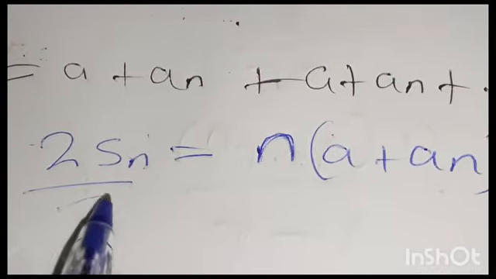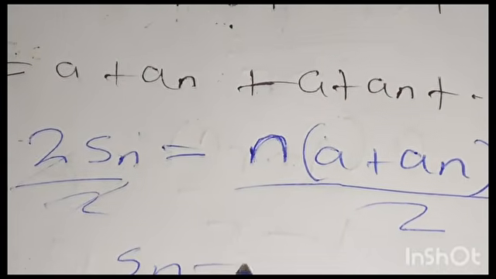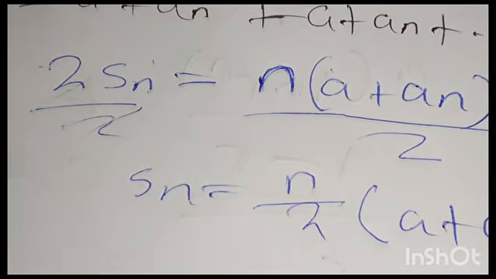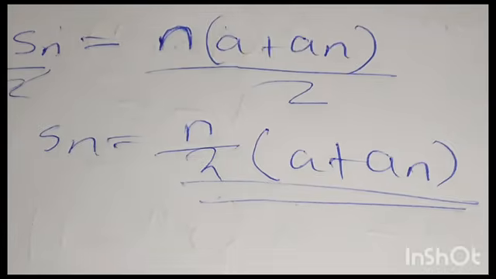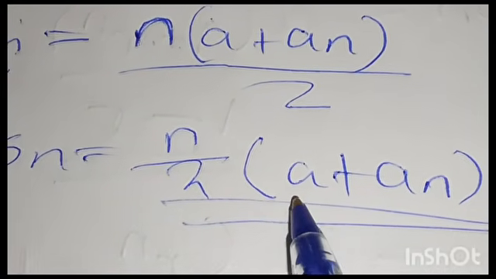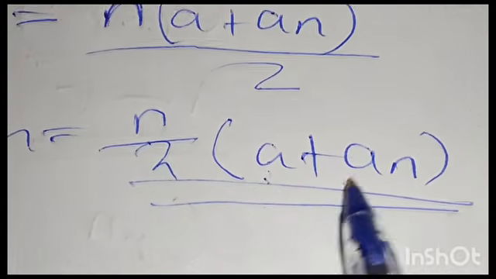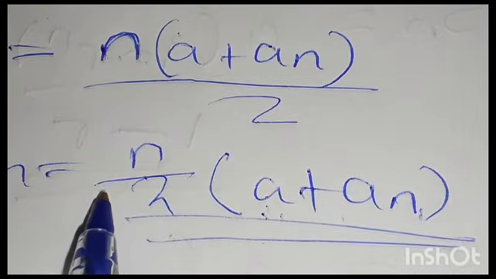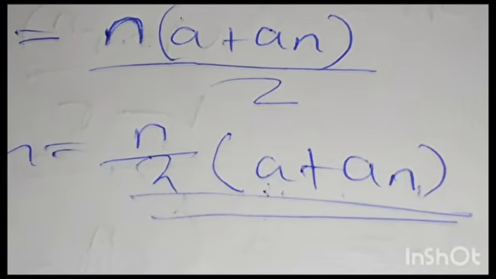So if you divide by 2, you're going to remain with Sn is equal to n over 2 multiplied by a plus an. So this is the formula for the sum of an AP if the nth term is known. This one is the number of terms. This is the first term plus the last term. So you just add the first term plus the last term, then you divide the number of terms by 2, then you multiply them together to find the sum of an AP.